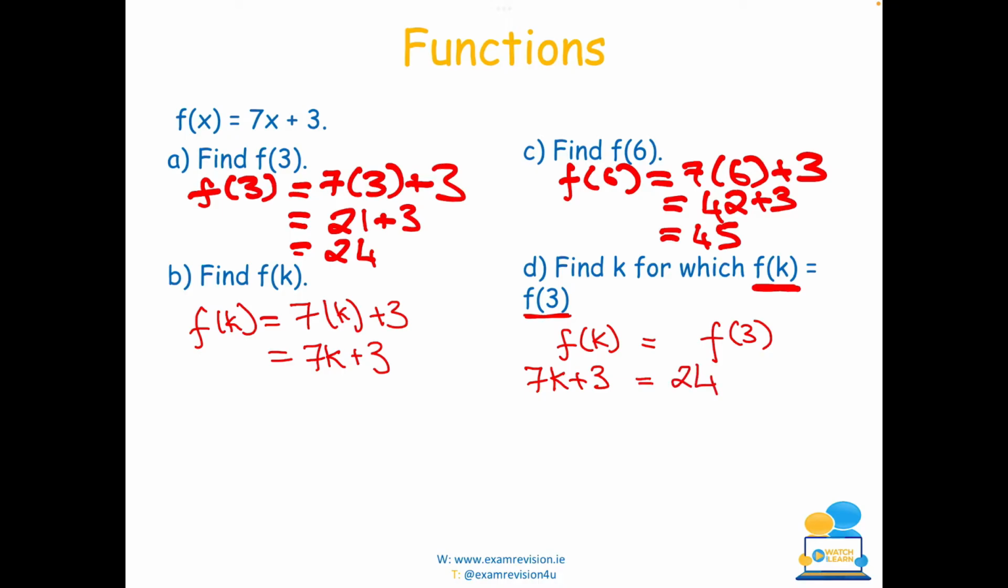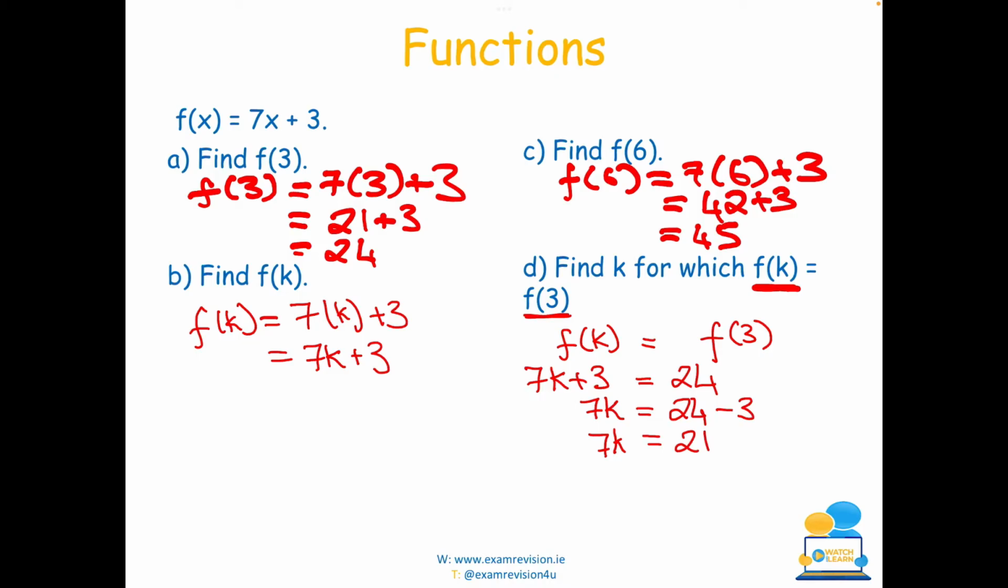Now I have a nice linear algebra question here. So remember with linear algebra, what you want is you want your letters on one side and your numbers on the other. So I'm going to keep my 7k on the left-hand side, and I'm going to bring my 3 to the opposite side. So we're taking 3 away from both sides. So 3 take away 3 is 0, and on this side we'll have 24 take away 3. So my 7k is going to equal 21.